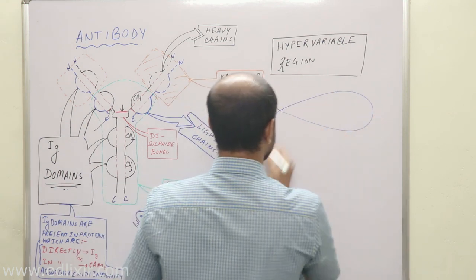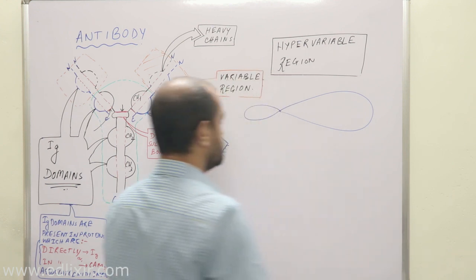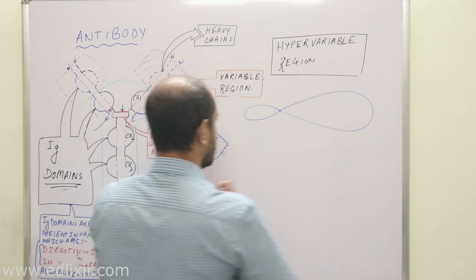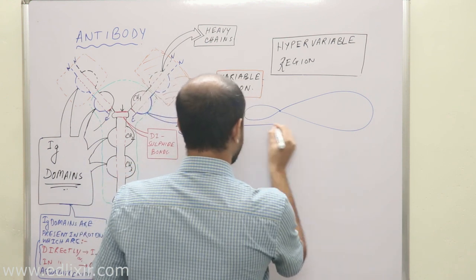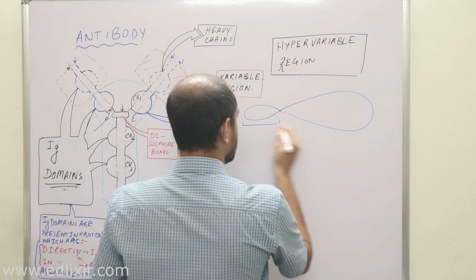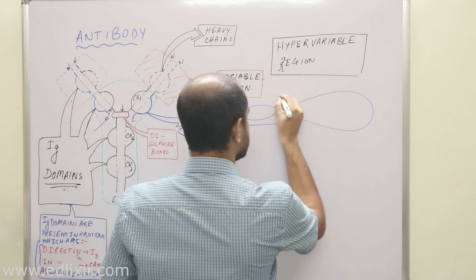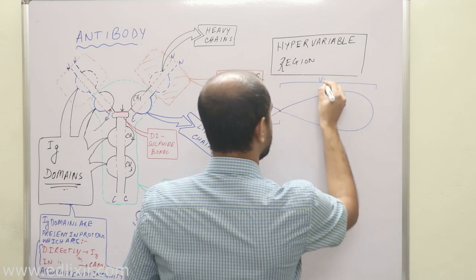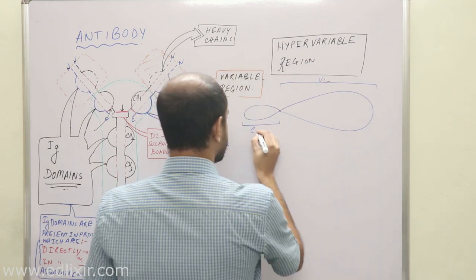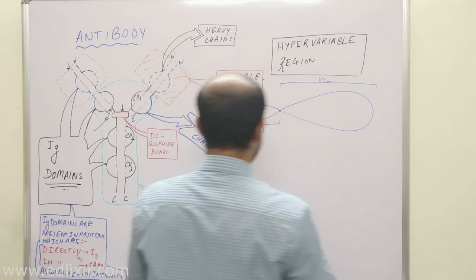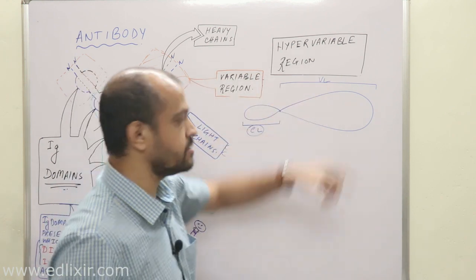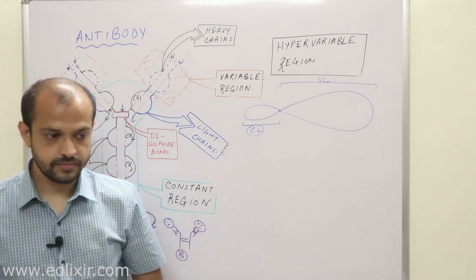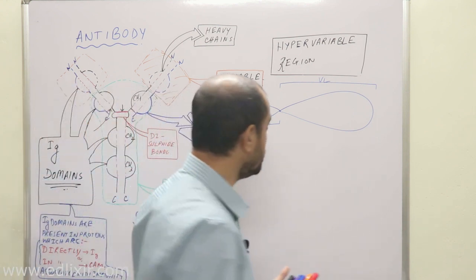I am drawing this, it looks like a p orbital, never mind. Now listen. This is the variable light chain, this is the constant light chain. Now listen with all your attention. CDRs are present in the variable light chain region. Clear? CDRs are present in the variable light chain region.